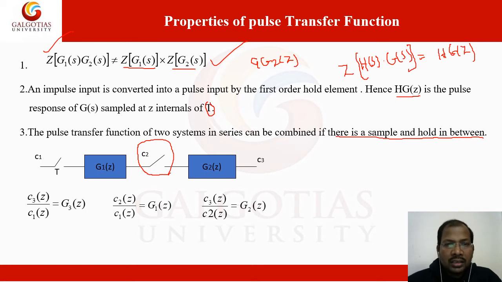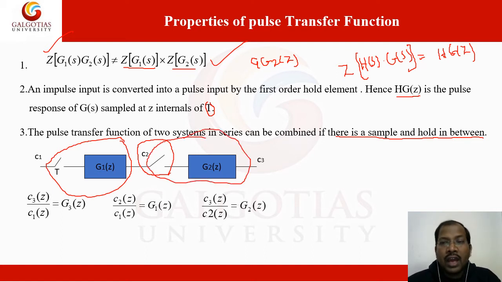When we are taking that sample, we get the G1 circuit, and this one is combined with this circuit, so we get the overall. So C of Z by C1 of Z is equal to G3 of Z, and similarly C2 by C1 we get G1, and C3 by C1 we can combine G3. G3 is nothing but the product of G1(Z) into G2(Z), and similarly C3 by C2 we get G2.